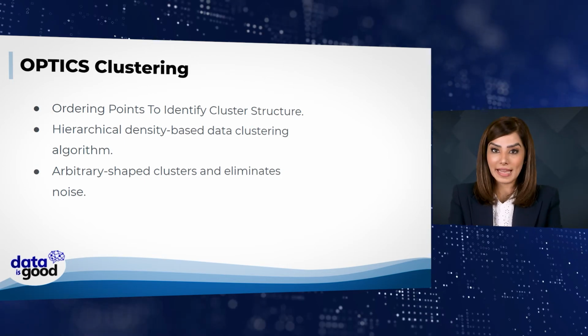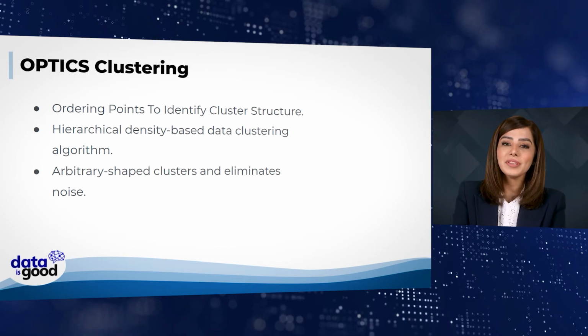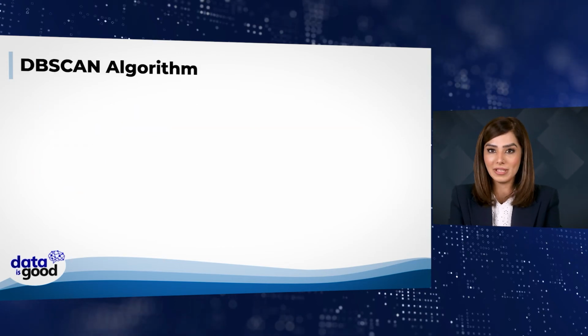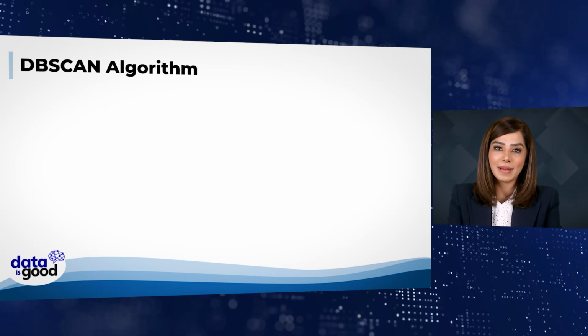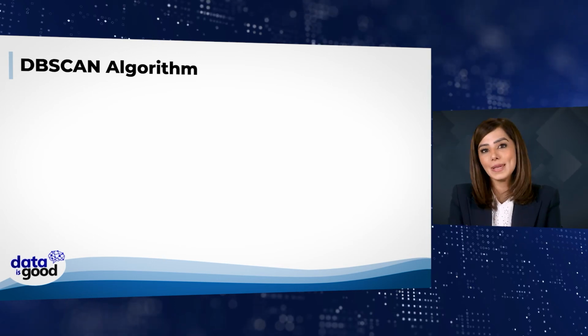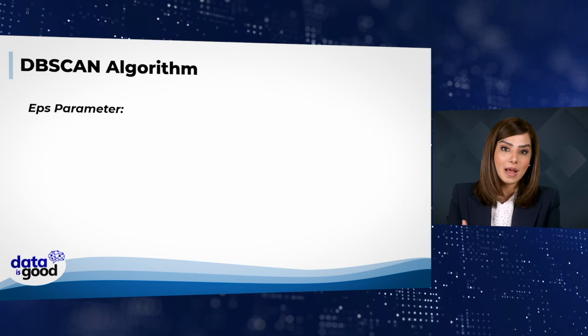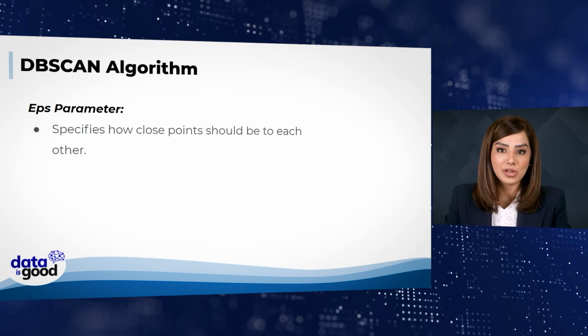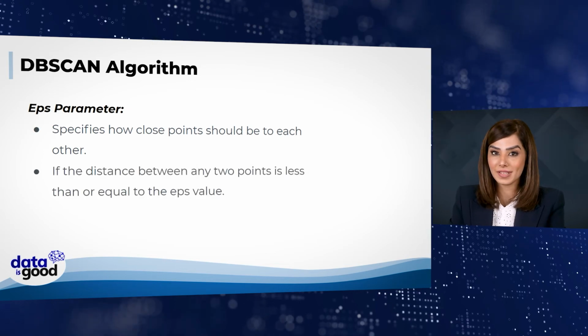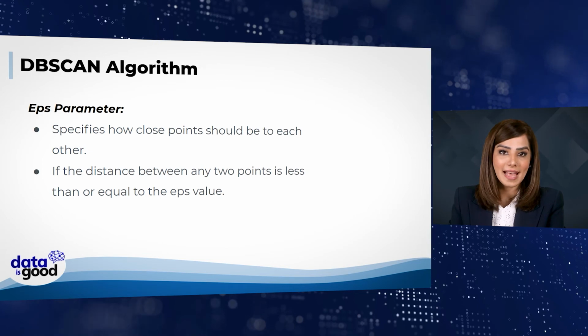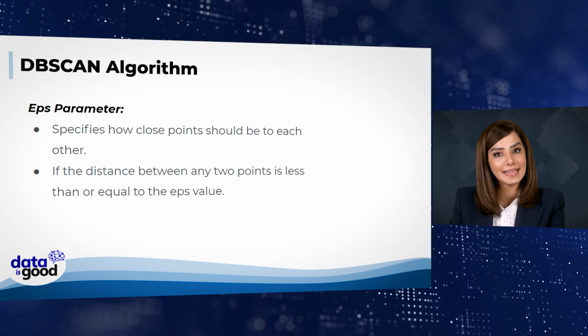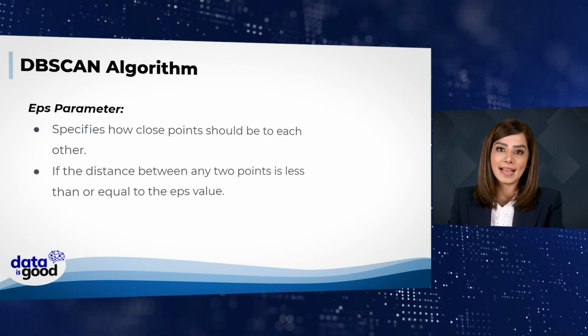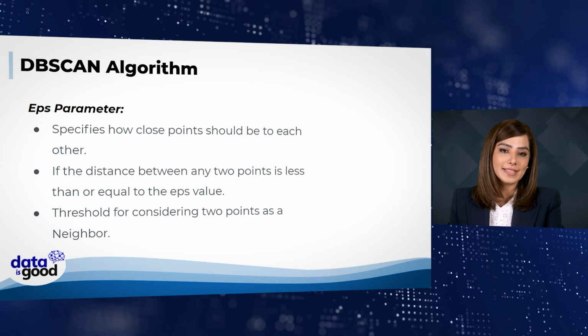Now let's go into the depth about OPTICS clustering. For doing that, we need to do a little recap of the DBSCAN algorithm. The DBSCAN algorithm has two parameters, which are EPS and min points. The EPS parameter specifies how close points should be to each other to be considered a part of a cluster. This means that if the distance between any 2 points is less than or equal to the EPS value specified by us, they will be considered neighbors. This EPS value acts as a threshold for considering 2 points as neighbors.